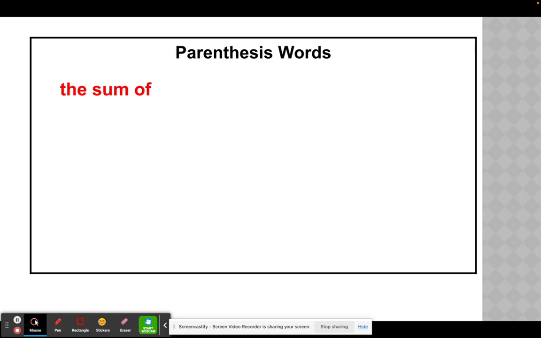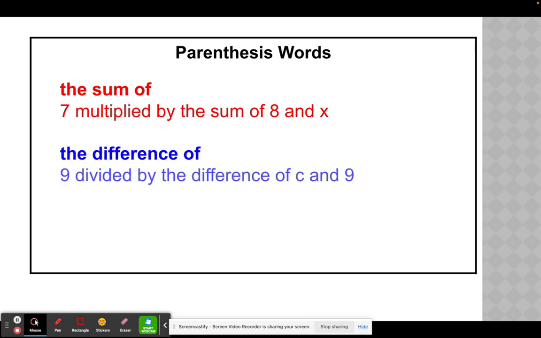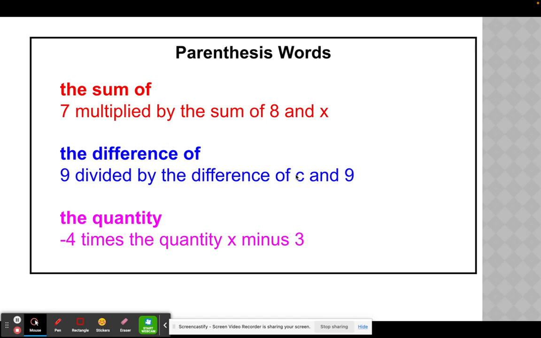Parentheses words include the sum of, for example, 7 multiplied by the sum of 8 and x. In that case, I would put the 8 plus x inside the parentheses. The difference of, very similar, 9 divided by the difference of c and 9. Again, I would put the c minus 9 in parentheses. And the quantity, -4 times the quantity x minus 3. So my x minus 3 would go in parentheses.